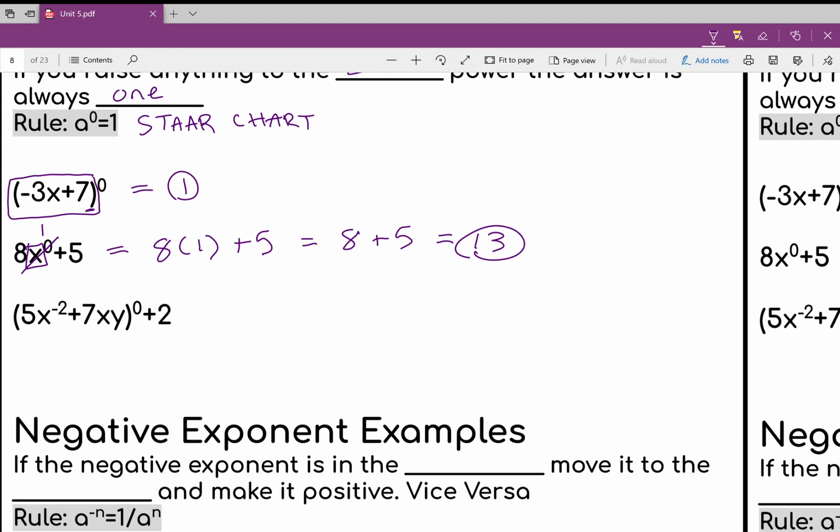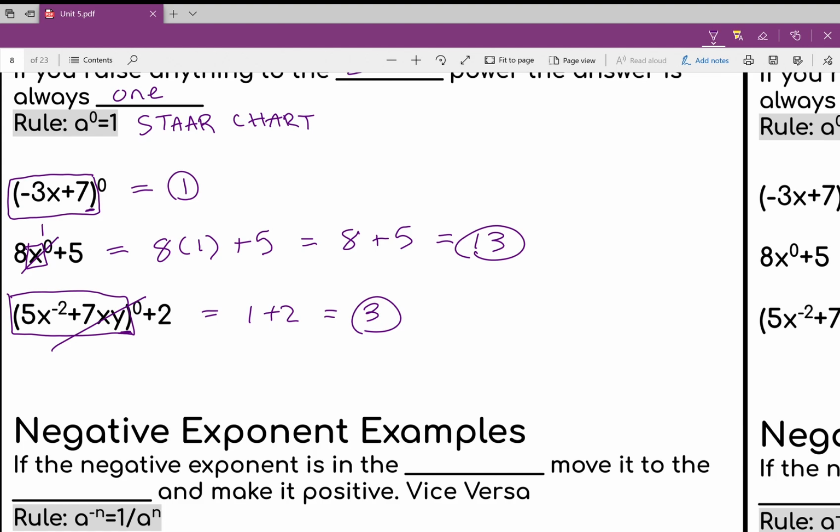Okay, let's look at this one. We notice here that the base is whatever is attached to the exponent. So in this case, the parentheses again is attached to the exponent. So this whole thing is going to get raised to the 0 power. That means this whole thing right here is going to turn to 1. So I have 1 plus 2, which is 3. That's my answer.